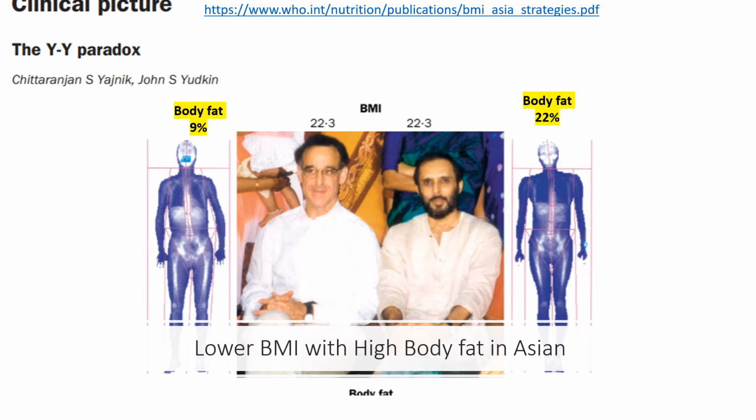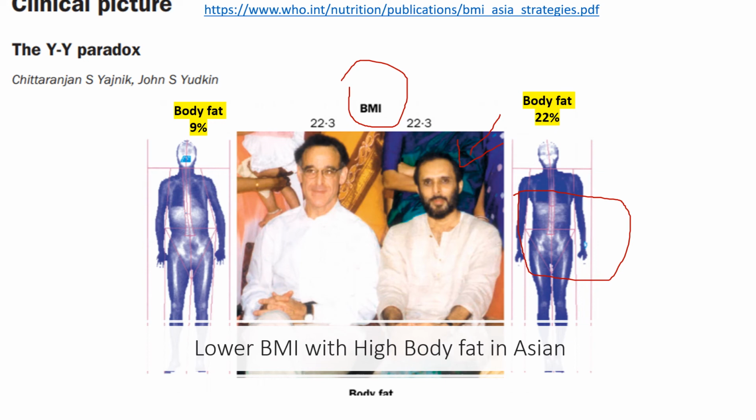Now, let's look at the unique characteristics between Asian and Caucasian. These are two gentlemen who share near identical body mass index. The BMI is about the same. But as you can see from the DEXA results, the right gentleman, who is Asian, has a higher body fat percentage, especially at the abdominal area, than the Caucasian, who has a lesser amount of body fat despite identical BMI.